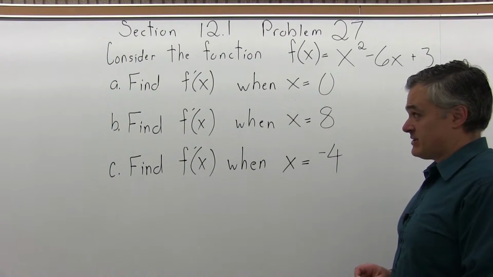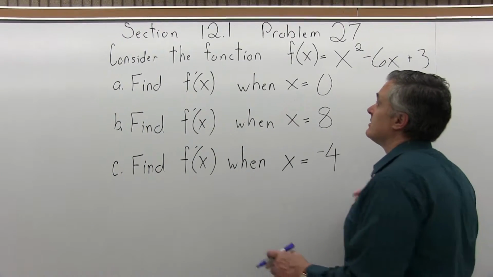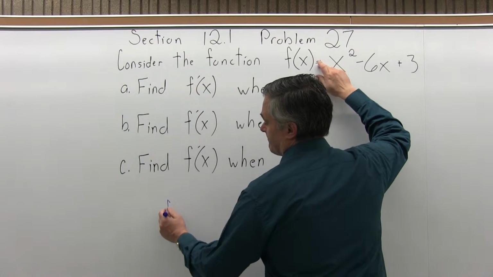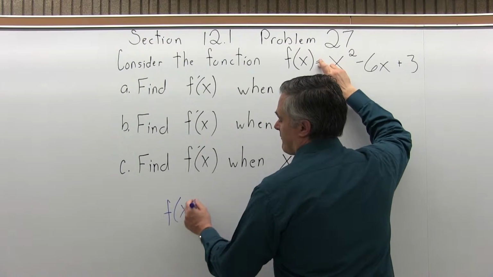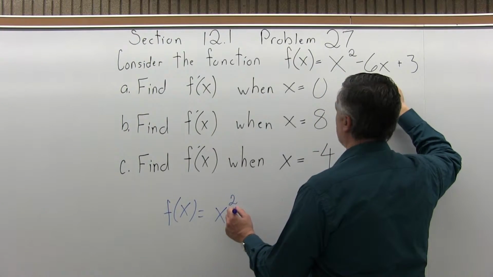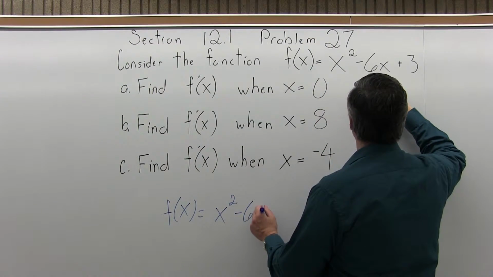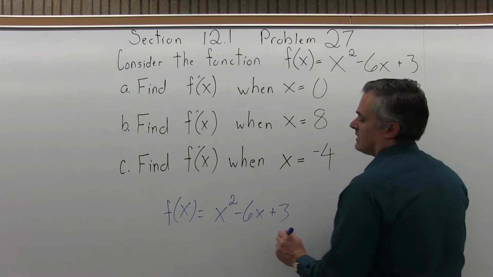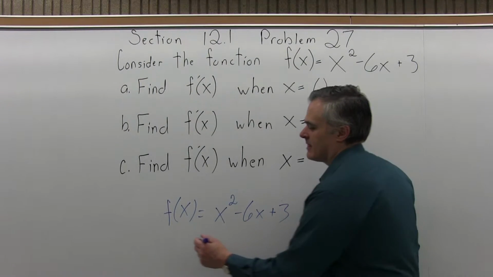So to start off, let's just find f prime of x. So take the function that's given in the question. F of x equals x to the second power minus 6x plus 3. And let's find the derivative, f prime.